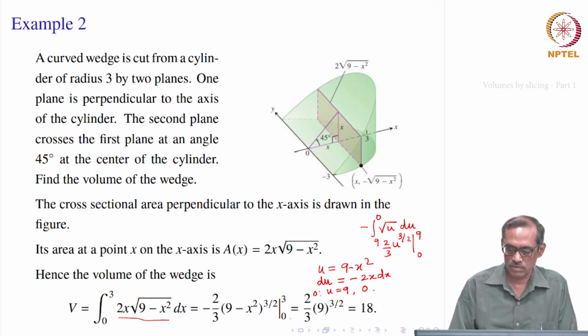So, when you substitute 0, you would get 9 to the power 3 by 2, and when you substitute 3, that becomes 0. So, that would reach us at 2 by 3, 9 to the power 3 by 2, which is 18. Okay.